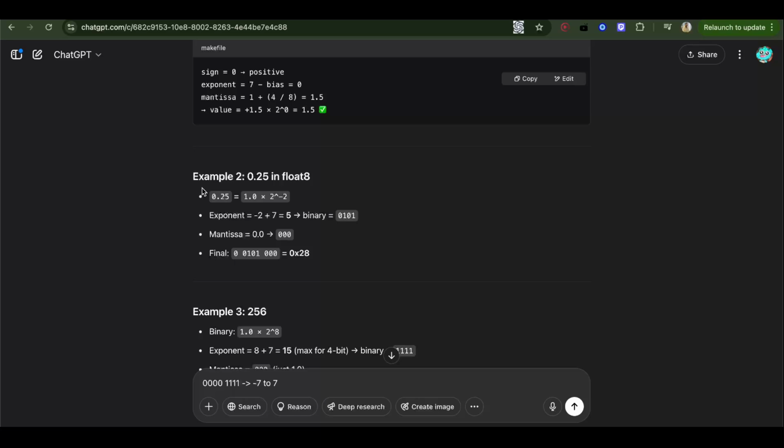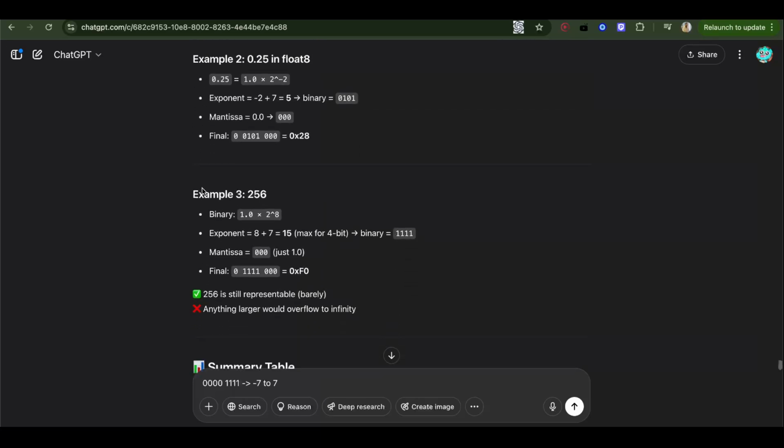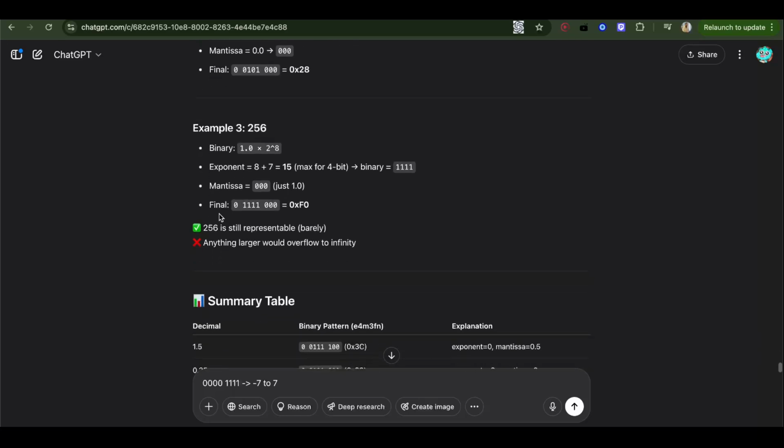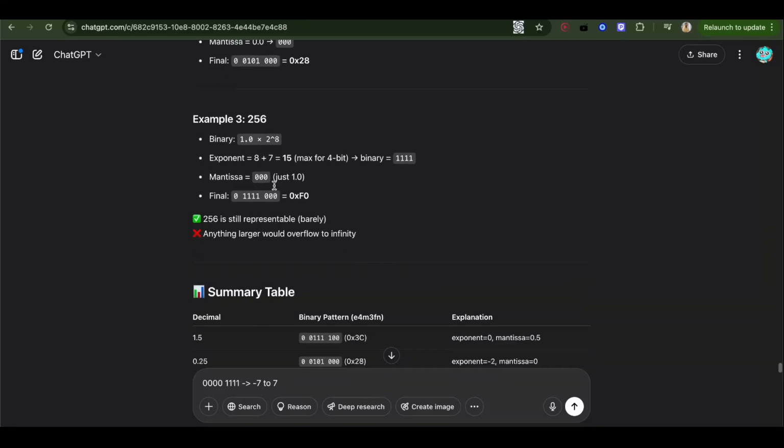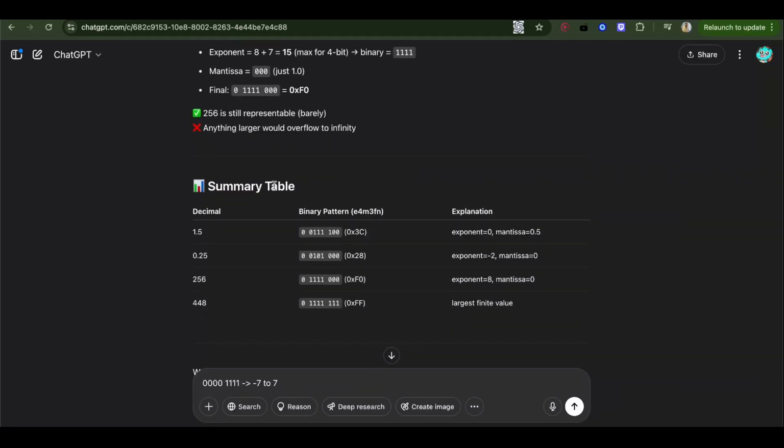I got some more examples, but you can just ask ChatGPT or whatever AI to show you how to represent these numbers in FP8. And you can have a discussion with it and ask more questions.